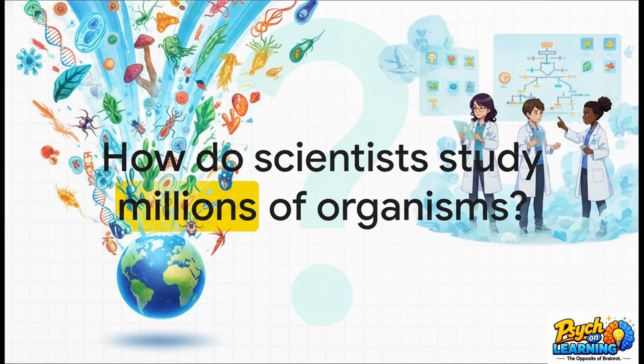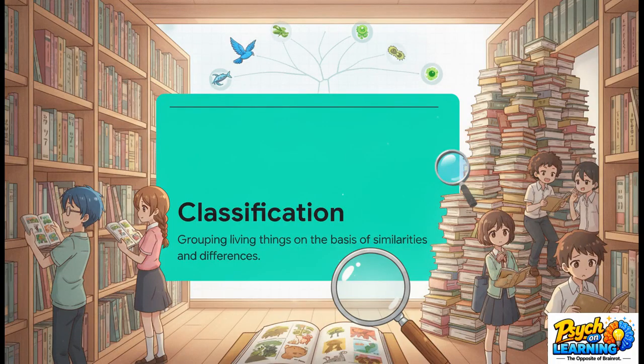How on earth do scientists study millions of living organisms without getting completely confused? I mean, studying them one by one would take forever. Well, the secret is classification.